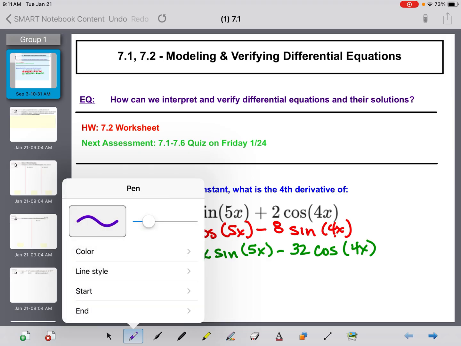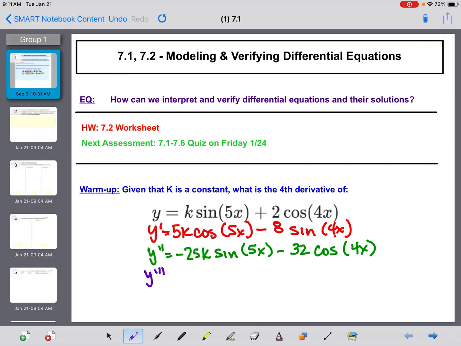Here's the next one. We're going to go with the third derivative. Derivative of sine is cosine of 5x times the derivative of the inside, which is going to be 5. So 5 times 5 is 25, 25 times 5 is 125, so negative 125k. Derivative of cosine is negative sine, so this is going to turn to a positive. Sine of 4x times the derivative of the inside, so 32 times 4 is 128.